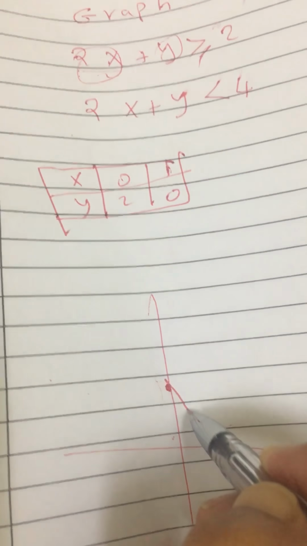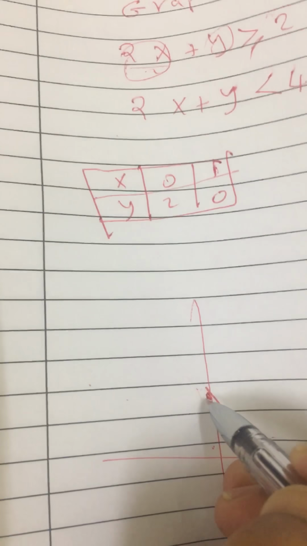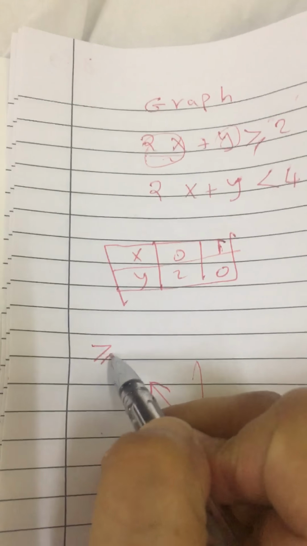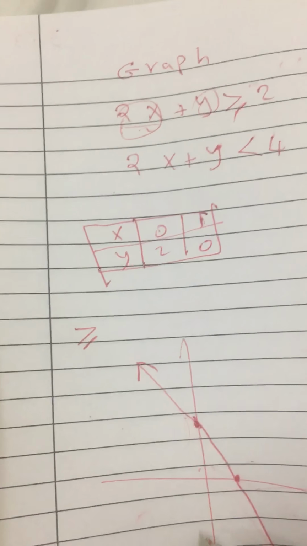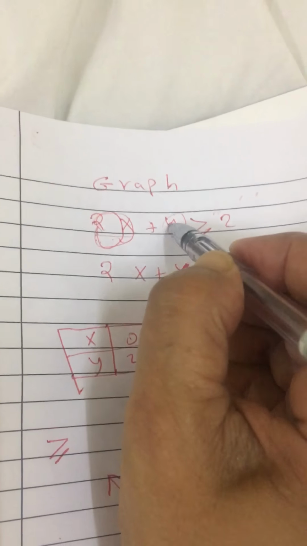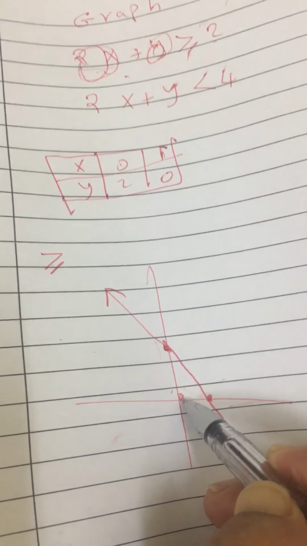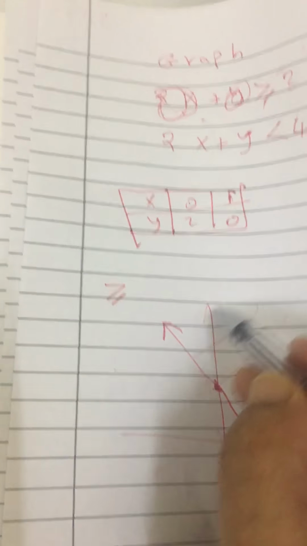This is equal, so solid, because it's equal. In inequality, you must pay attention. Solid because equals, and shaded up or down. If I put x 0 and y 0, 0 is greater than 2, no, so I will be away from 0 and 0. I will shade up this direction.